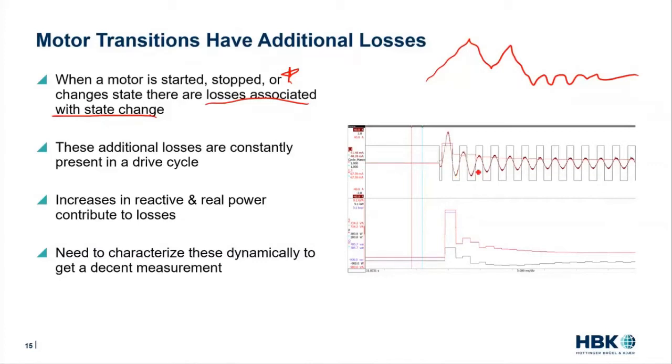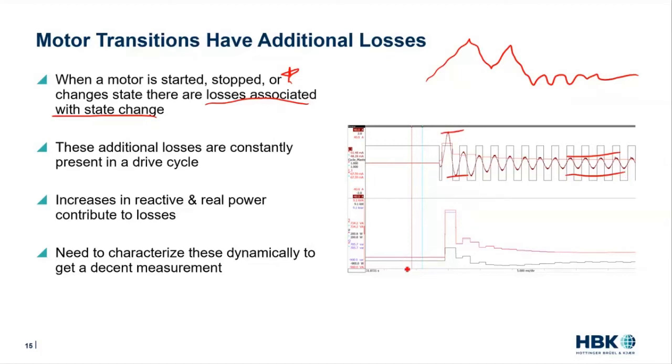We get these peaks on current. What is this? This is an inrush current. This is a loss associated with dynamics. And then we can see that current settles out to kind of a steady state operation point. Okay, why do I care about this?